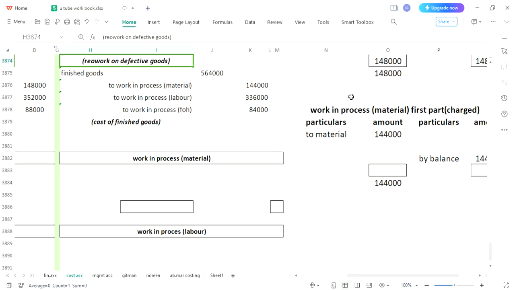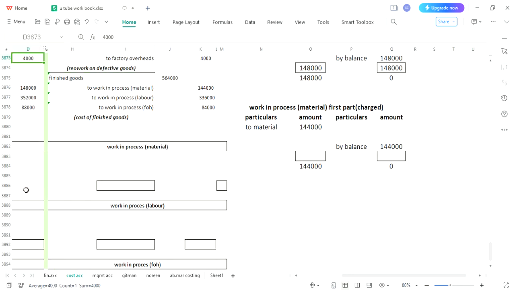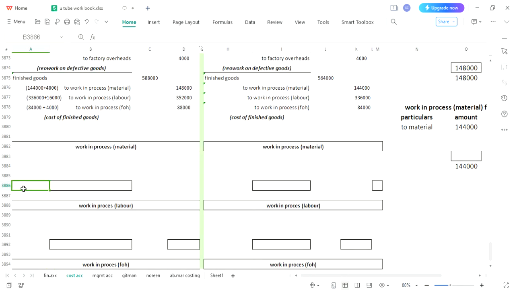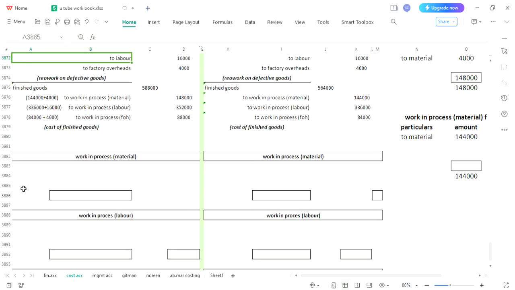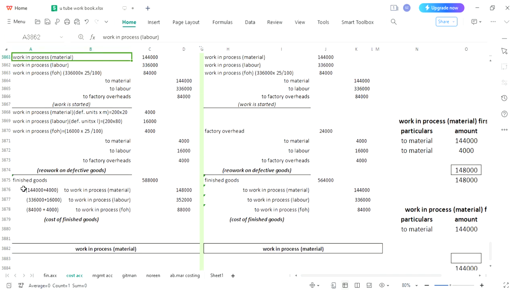I am requesting you, humbly requesting you, to please repeat it more than one time. It may be 2-3 times. Just repeat it. Make your journal entries 100% clear to you. And after that, here I've just zoomed out so that you can understand the volume of this question.